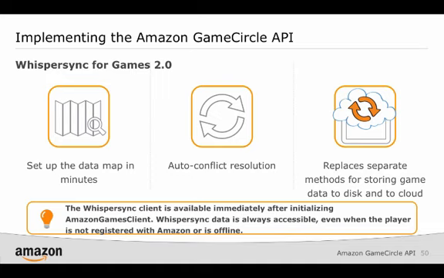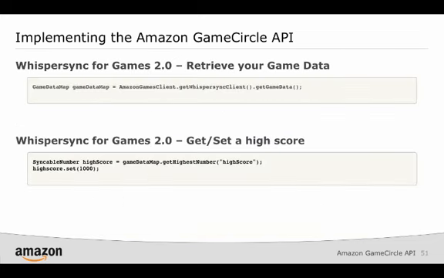WhisperSync for Games enables you to get and set values in a data map, just as you might use the Android Shared Preferences class, though WhisperSync is the first solution to offer auto-conflict resolution and queue updates when a device is offline. The Game Data Map interface enables you to get and set numbers and strings, and to organize them in collections. Prior to WhisperSync for Games, many developers implemented separate methods to store game data to disk and to cloud. WhisperSync replaces this approach and provides the added benefit of self-merging background synchronization with the cloud and other Android devices. Saving and retrieving values is straightforward.